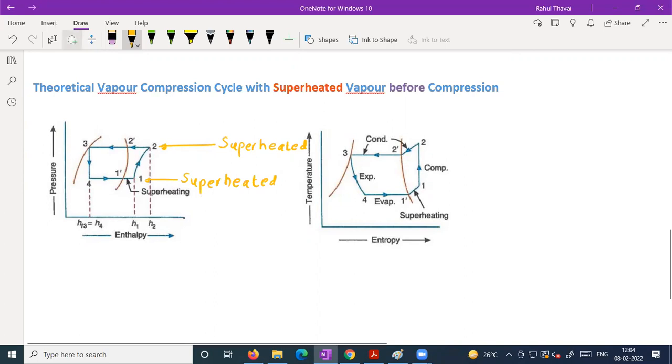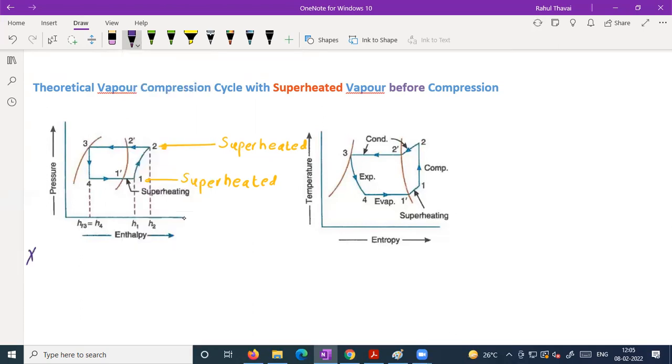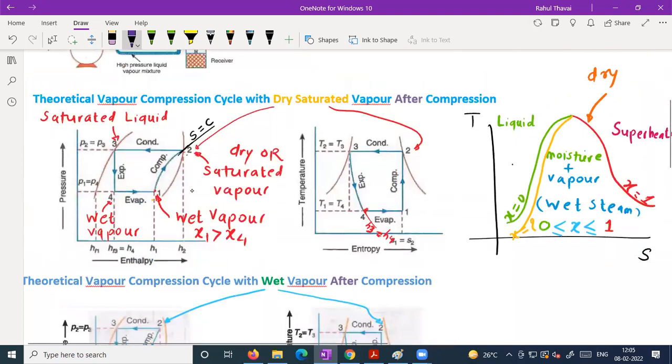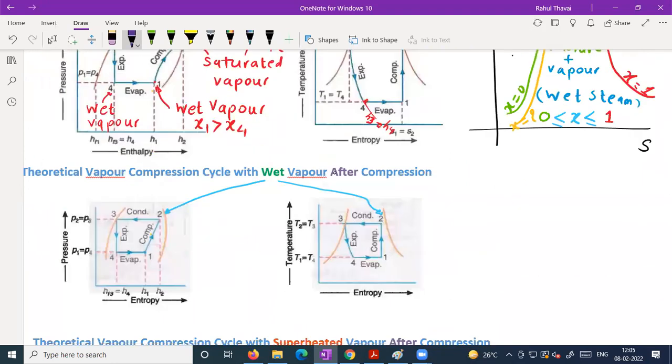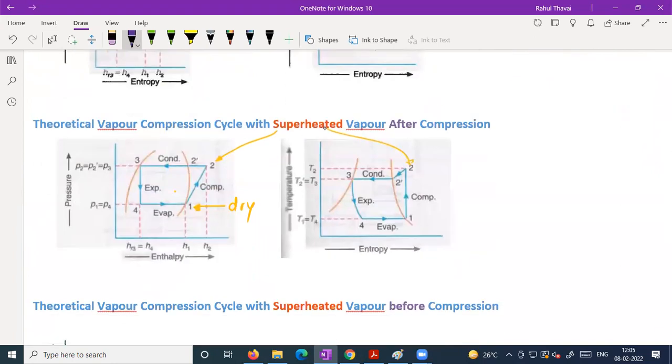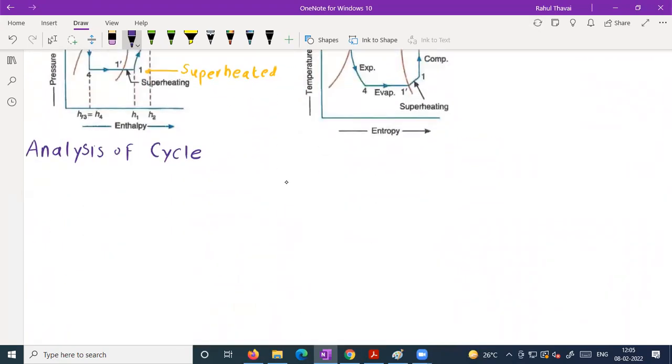Now let us start with the analysis of this particular cycle. Why we are studying this cycle is that we are supposed to analyze it, that is, calculate the COP of the cycle. So I'll write down: analysis of the cycle. Let the cycle be any one. It can be either the first case, dry saturated vapor after the compression, or wet vapor after the compression, or superheated vapor after the compression, or superheated vapor before the compression. The analysis will be the same.